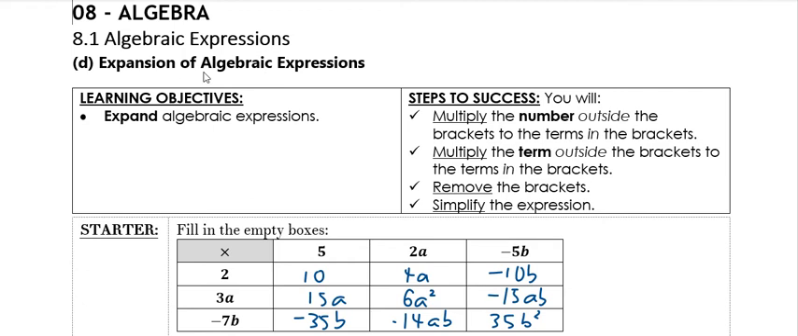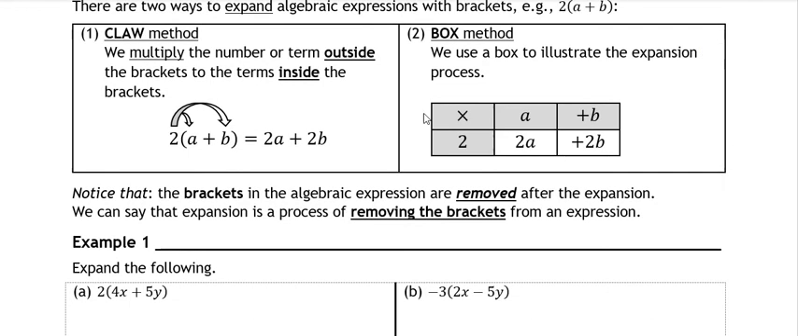So basically expansion means you have to do multiplication, as you can see for this example, 2 bracket a plus b. When you use this one, you are basically multiplying the terms or the numbers outside, and then you have to spread it or distribute it to the terms inside the bracket.